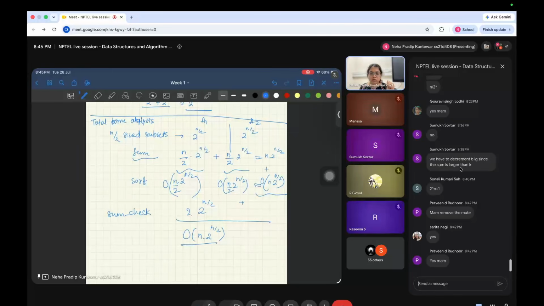So does this make sense, or is there any part in this algorithm where you would want some clarification? Is this clear to everyone?